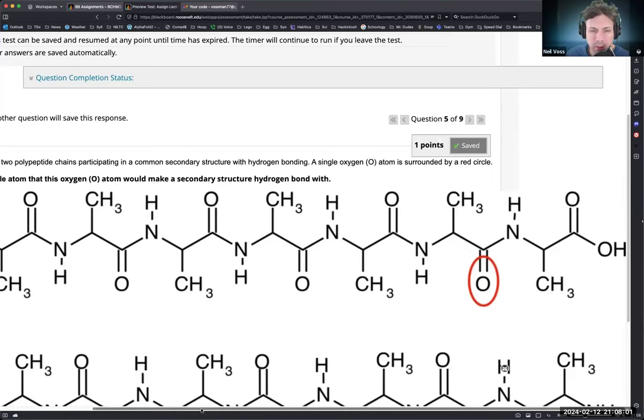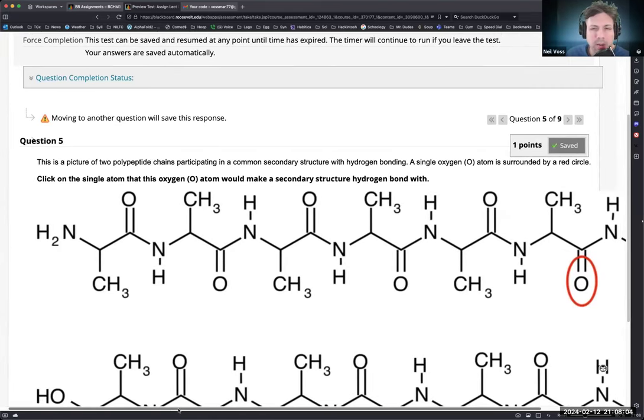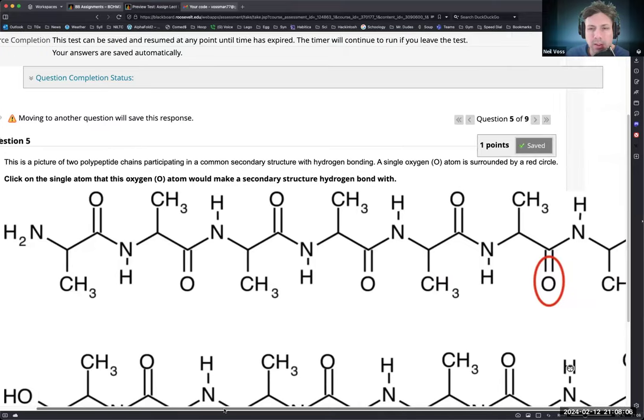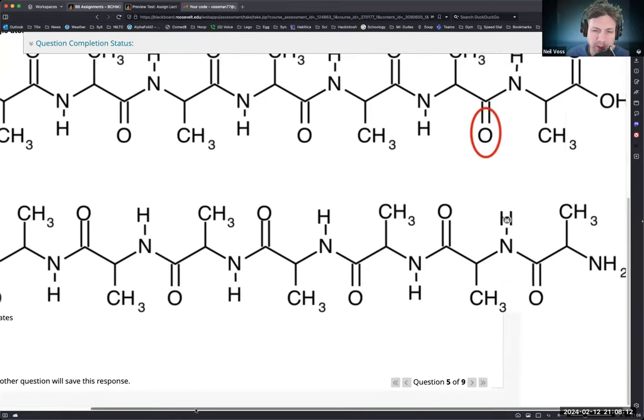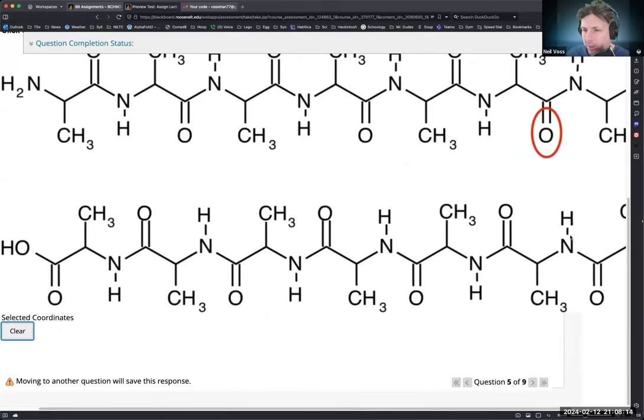Click on the single atom of this oxygen would make a secondary hydrogen bond structure with it. So you could click on the N or anywhere in between. The way these hotspots work, you just click clear and then you can click there. I'm pretty sure I just put a box around this entire area. So don't click like here and hope to get it right. Probably can click there. Somewhere along those lines will get you the correct answer.